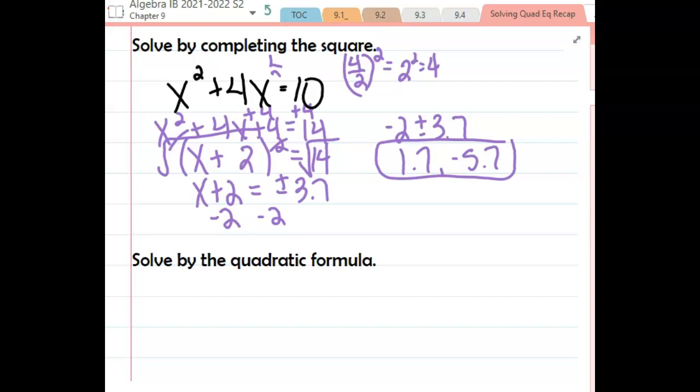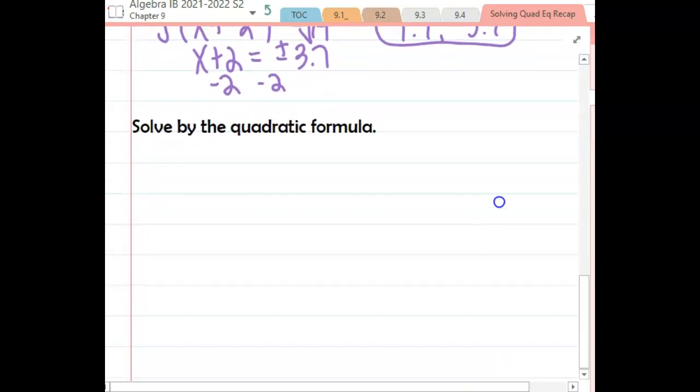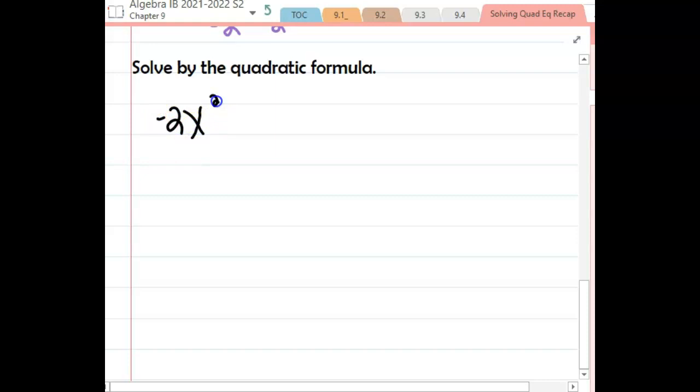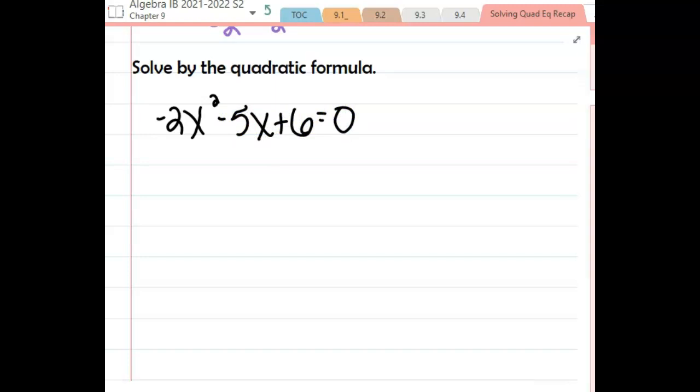Okay, and then the last one is the one that we've been doing here. So the quadratic formula. So let's say we have negative 2x squared minus 5x plus 6 equals 0. So this one for sure is not a good candidate for any of the other ones. I can't do the perfect square method. I can't factor it. I can't do completing the square. So the only method that will work would be the quadratic formula.